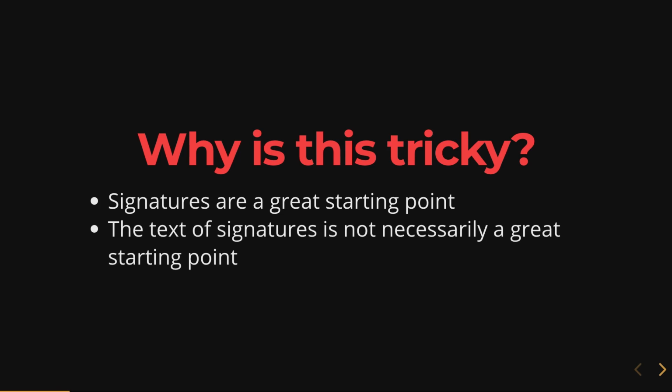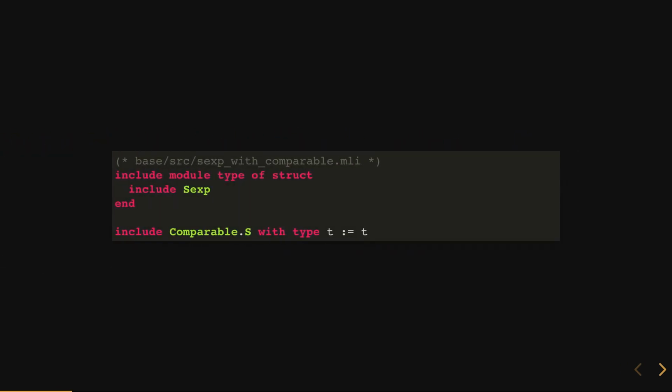Let's look at an example. This is taken from Jane Street's Base library. It's a great signature for its intended purpose, constraining the content to be correct. The aim is extending the S-expression module, keeping it compatible with the original.